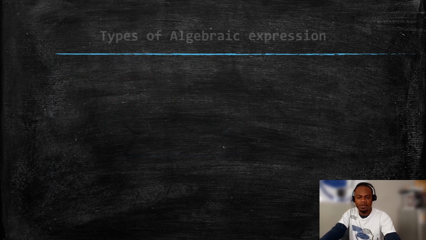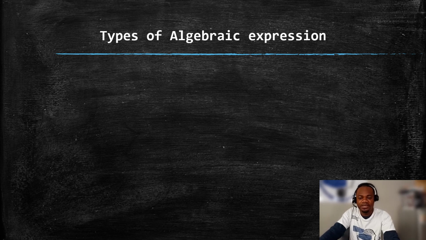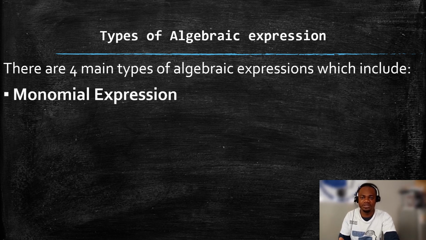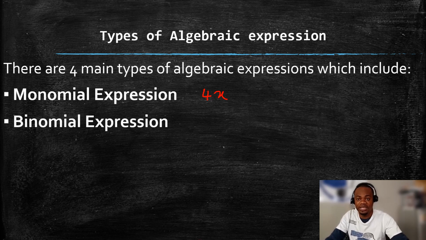Now I would like to talk about the types of algebraic expressions. Note that there are 4 main types, which include monomial expressions. A monomial expression consists of only one specific term, like 4x. This is a monomial. Binomial expressions have 2 terms, like 2x squared minus 5. 2x squared is a term, and negative 5 is also a term. The 2 makes 2 terms, so binomial. The prefix bi means 2.